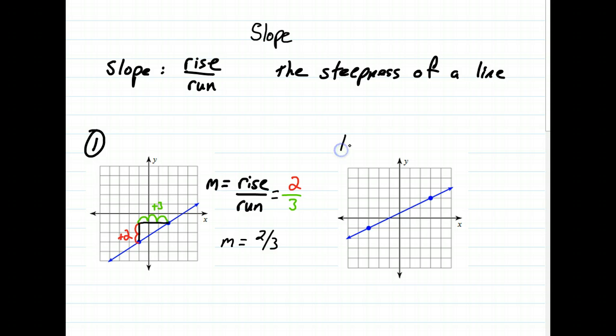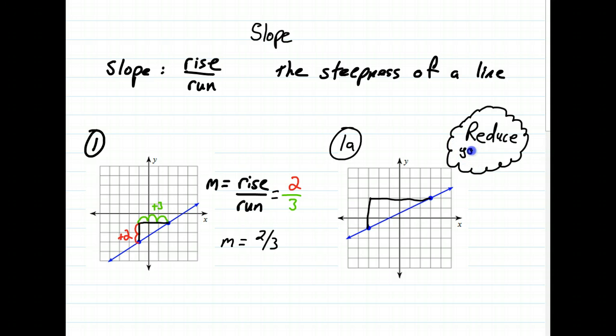So I want you to try 1A, copy the graph, include the two dots, and show me by drawing a slope triangle what the slope is. So before you do that question, I want to remind you to always reduce your fraction. So here 2/3 was already reduced, so I couldn't reduce it. But had the answer been 4/6, I would have had to reduce it to 2/3. So always reduce your fraction.